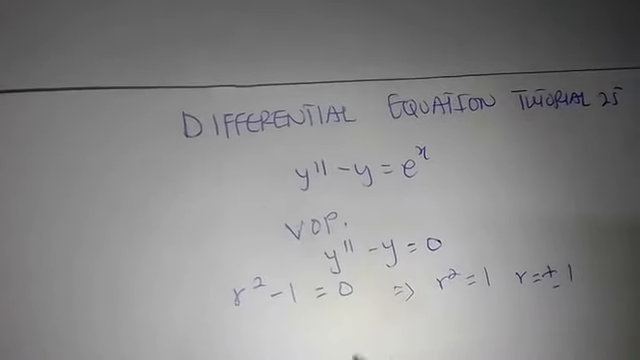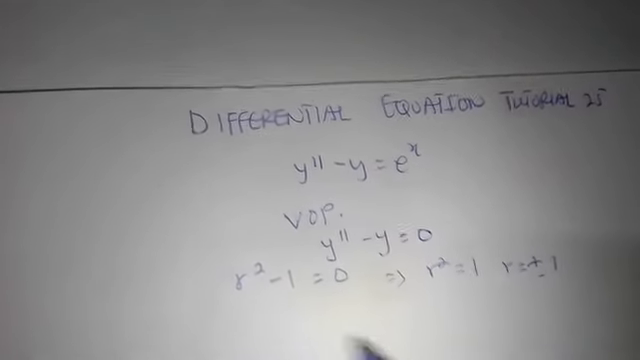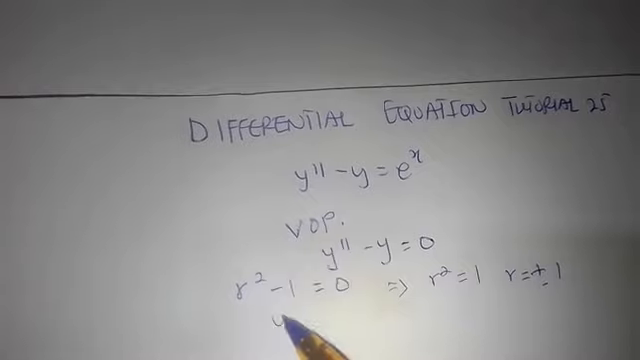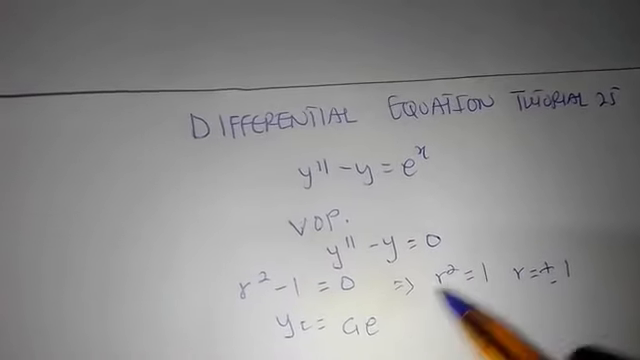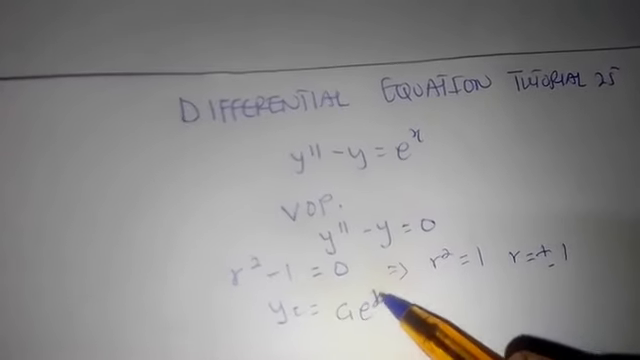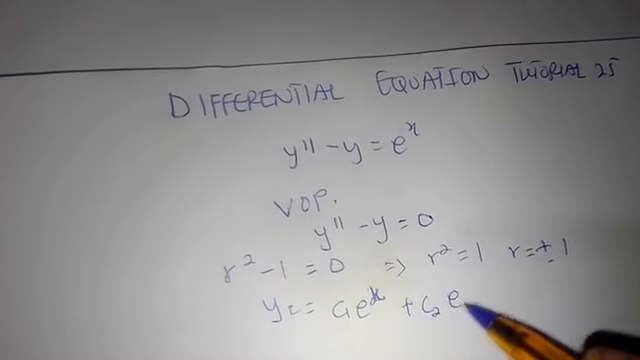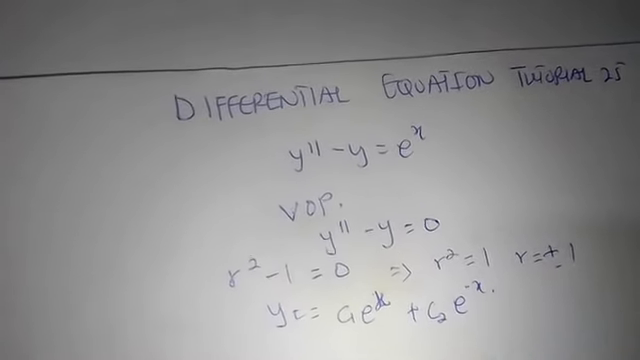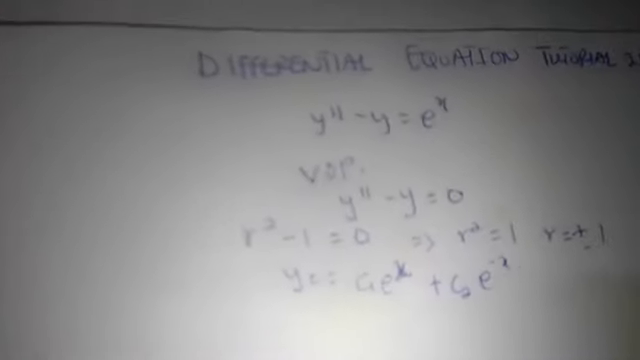So I've got the two values for r, and since they are distinct real roots, I'm going to have yc simply equal to c1 e to the power x, plus c2 e to the power negative x. So this becomes my complementary solution. We are almost halfway through.